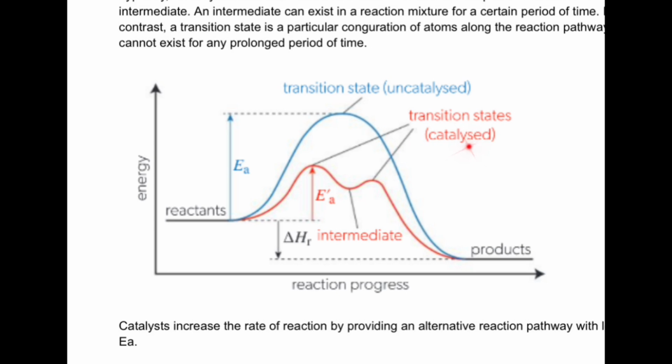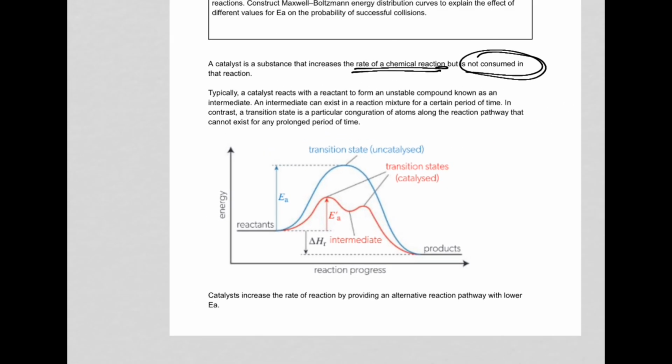When you have a catalyst, it will provide an intermediate. This is where the intermediate is here. And an intermediate could be isolated. It is more stable than the transition state. There are 2 transition states here. The peaks are the transition states, but the more important thing about catalysts is that they produce an intermediate. The intermediate can exist in the reaction mixture for a certain period of time.